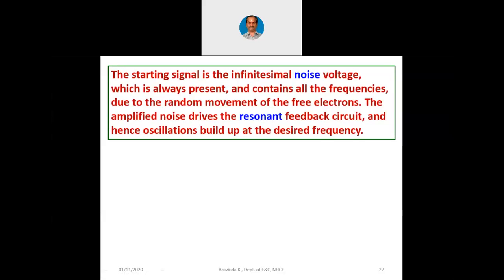In an amplifier, the noise gets amplified, right? And the same noise is fed back through the feedback circuit. It gets further amplified and it goes on like that. Now later on you may ask, if it keeps on getting amplified, it may become distorted also.